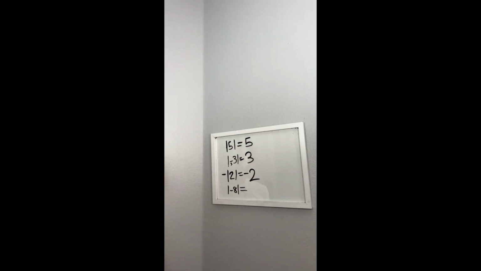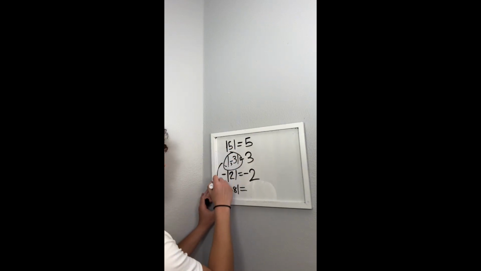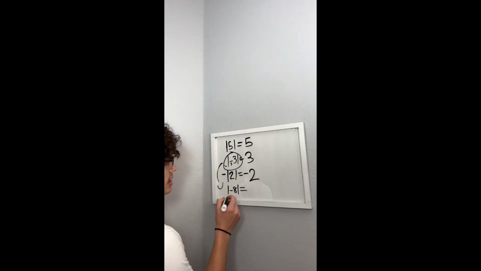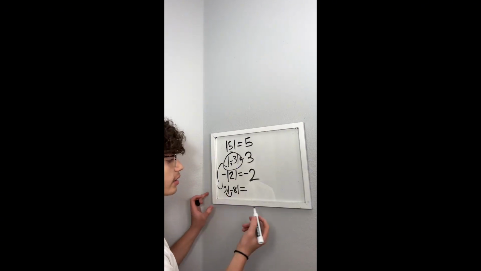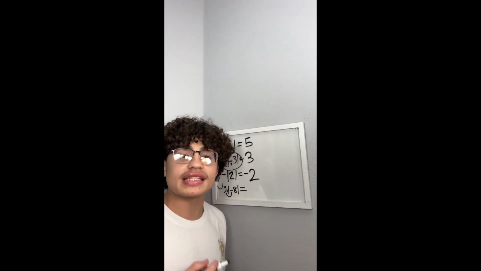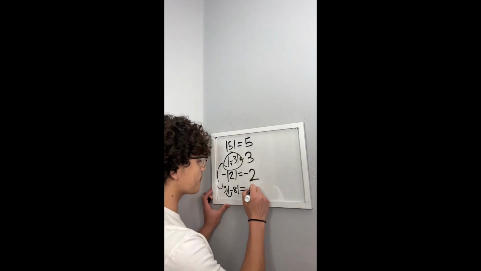Now, same thing goes for what I did to this one, same thing goes for down here. Since it has a negative sign, don't care about the negative sign because it's not in front of the absolute value bars. So it doesn't matter. The negative sign doesn't matter. And absolute value will always be the same as the number that's in the absolute value bars. So, the answer to that one is 8.